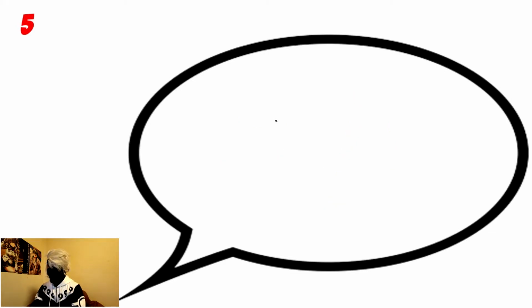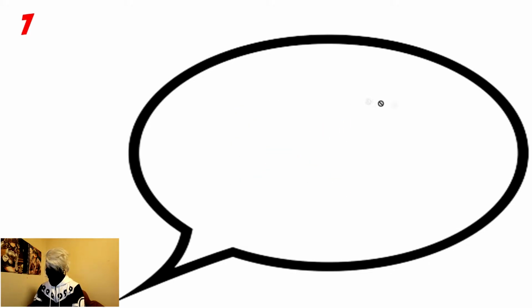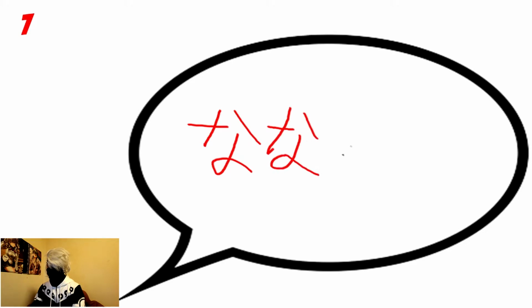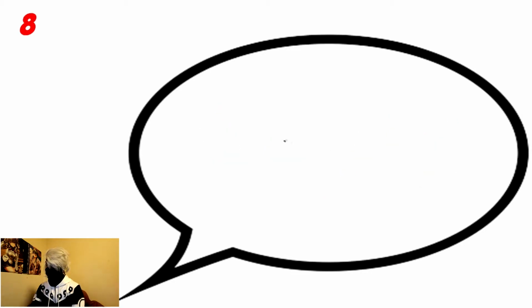5. How do you write 5? That's go. Ichi, ni, san, shi, go. How do you write 6 in Japanese? That's roku. Okay, how do you write 7? That's nana, or sometimes called shichi. It's either you can use nana or shichi. 8 is hachi. Okay? 9.